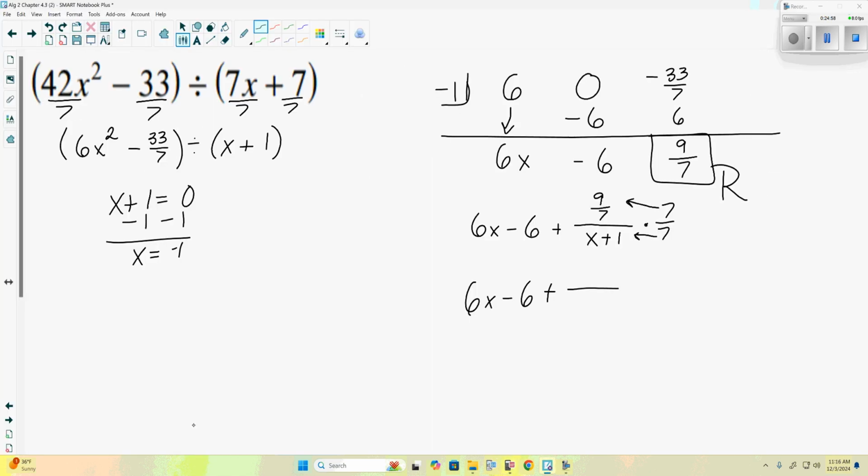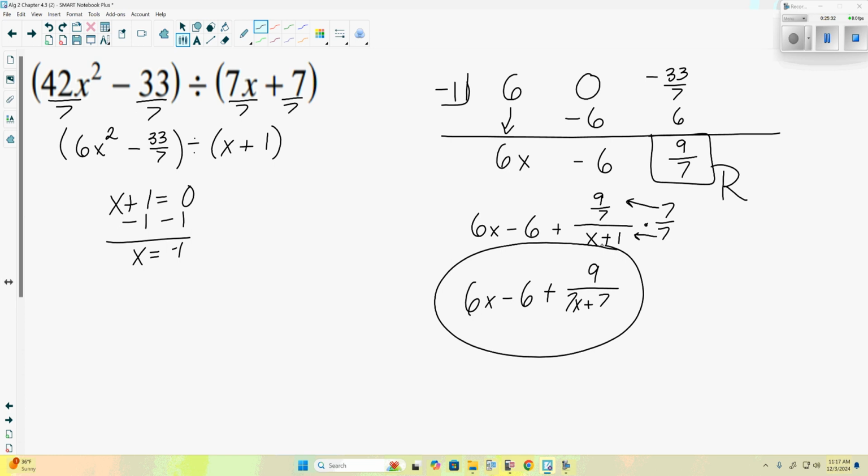Now we multiply through by 7. 7 times x plus 7 times 1 is what we were dividing by originally, 7x plus 7. So it fixes that and goes back to what it was to begin with. So really we can just take the remainder, multiply it by the number we divided out, and put it on top of what we were dividing originally. That's the only key.